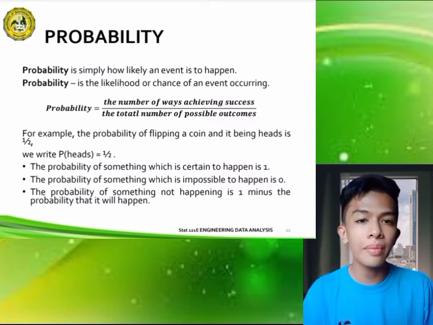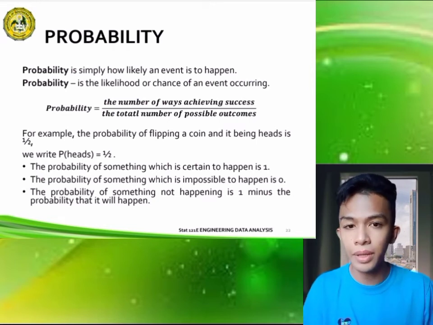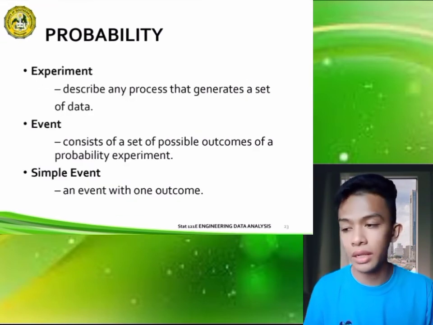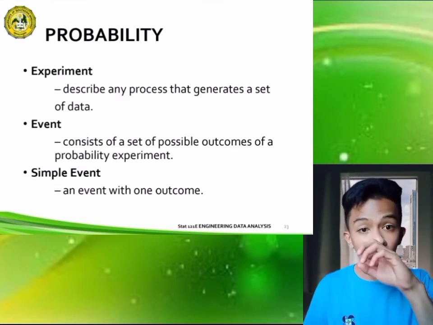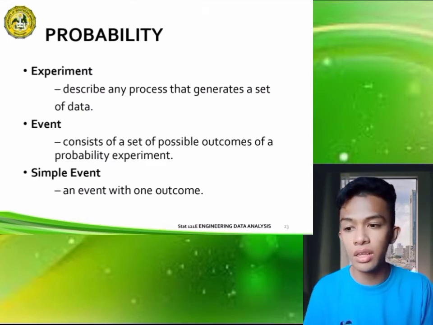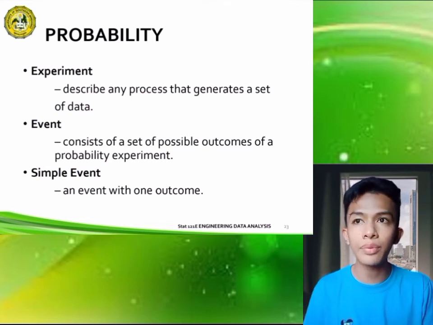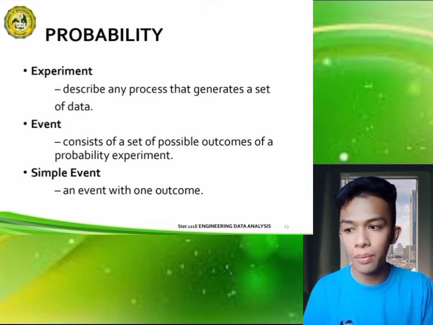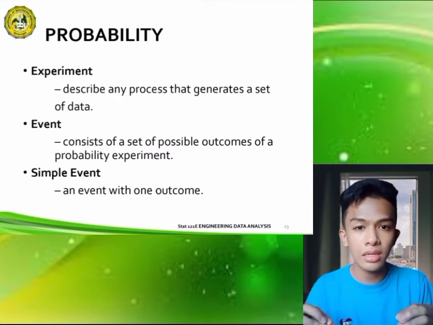So now we are going to unlock some terms, terminology that we will use, which are the experiment, event, and simple event. So let's start with the experiment. When talking about an experiment, it describes any process that generates a set of data. For example, let's go back to what we do in our laboratories. So we are having an experiment. Meaning, there is a process, okay?